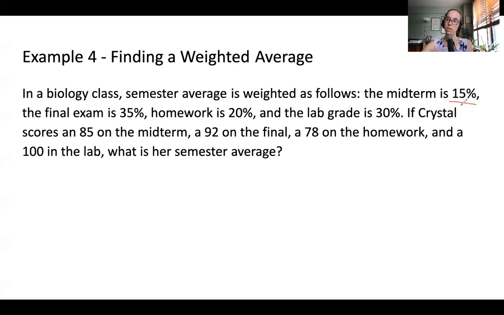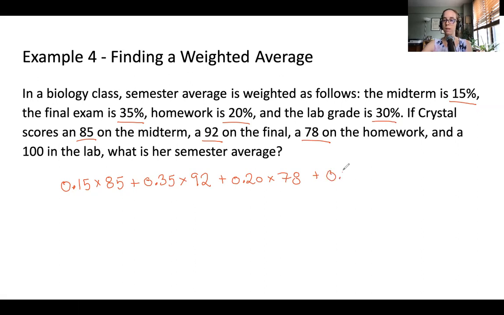So we're going to take each one of these weights and multiply them by the value associated with it. The midterm is 15%, and Crystal got an 85 on her midterm. So I'm going to turn 15% into a decimal, 0.15, and multiply that by 85. Then we move on to the final, whose weight is 35%. We take that weight, 35%, and multiply it by the value of the final, which was 92. Plus, take the weight for the homework, which is 20%, 0.2, times the value of the homework, 78. Plus, we take the weight for the lab grade, 0.3, and multiply that by the value of the lab grade, which is 100.